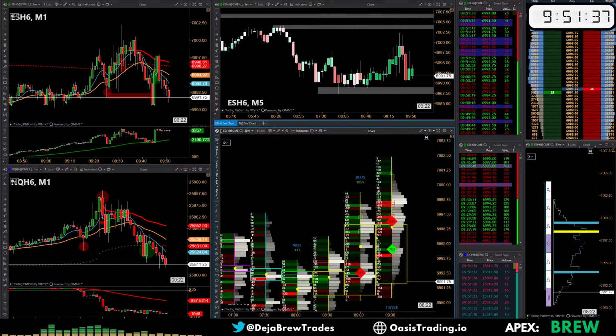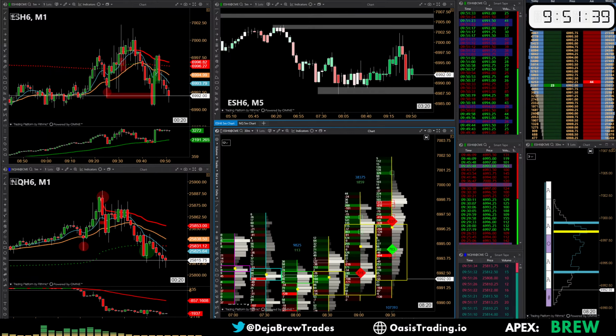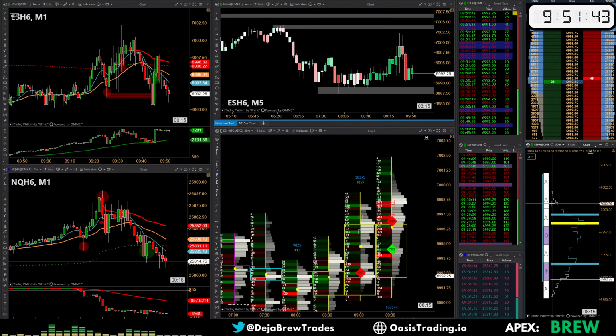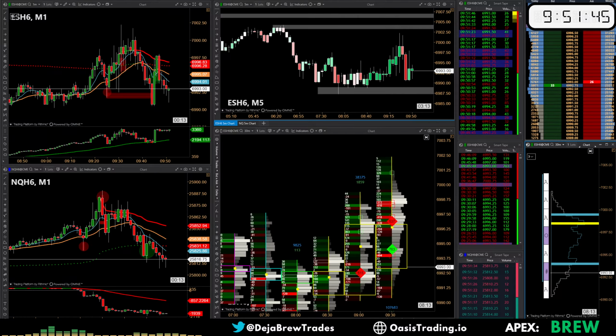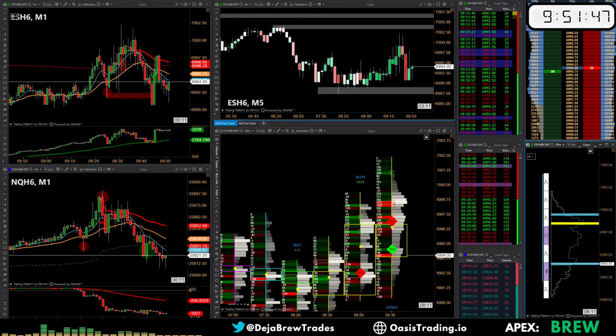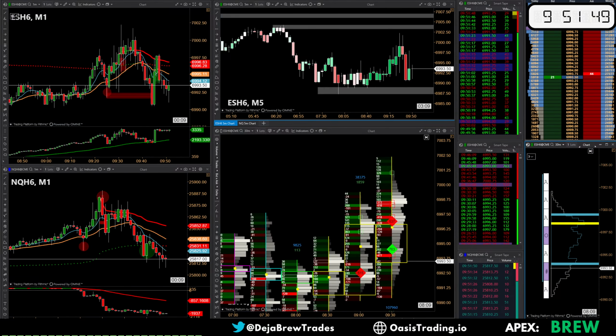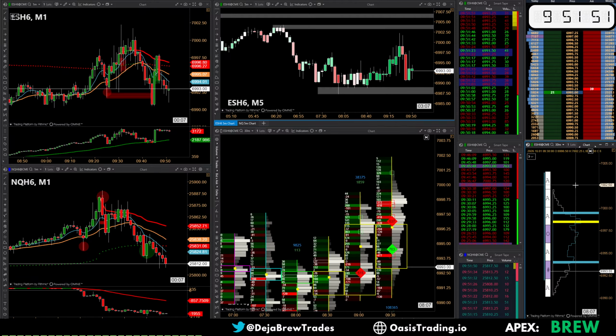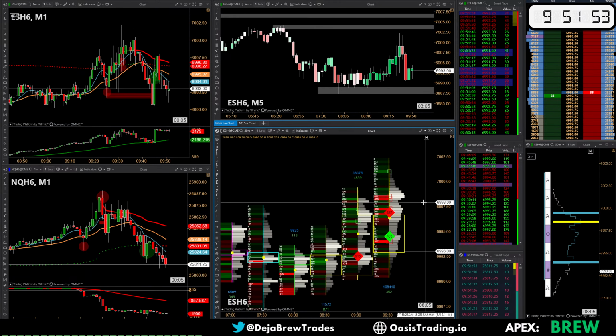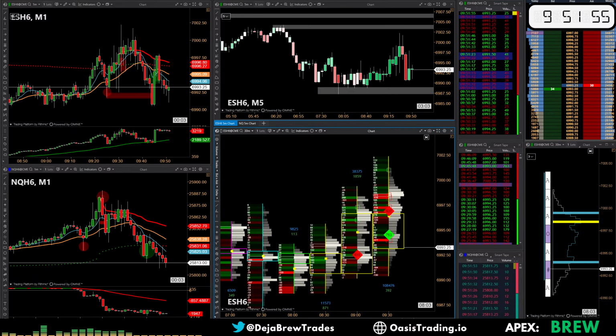Still just stuck inside of the value of yesterday, so not really getting a one-directional move just yet. NASDAQ's getting a little weak. It needs to stay below 781 to really get one-directional. Have that strong bias. Right now, we're still just rotating around this already created value.